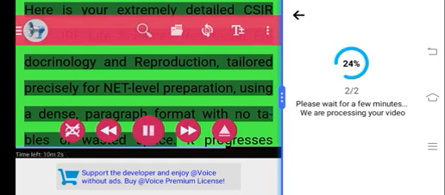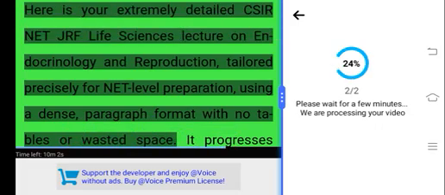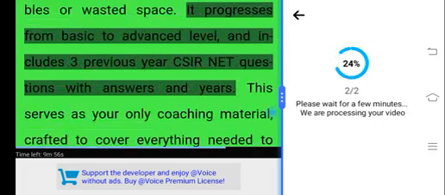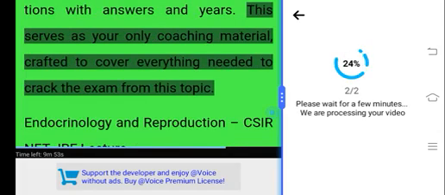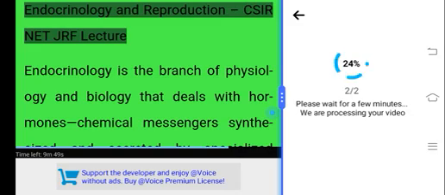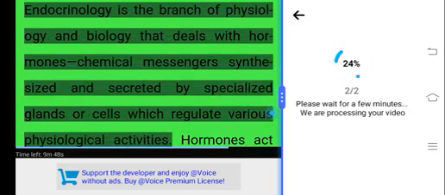Here is your extremely detailed CSIR NET JRF life sciences lecture on endocrinology and reproduction, tailored precisely for NET level preparation, using a dense paragraph format with no tables or wasted space. It progresses from basic to advanced level and includes 3 previous year CSIR NET questions with answers and years. This serves as your only coaching material, crafted to cover everything needed to crack the exam from this topic. Endocrinology and reproduction. CSIR NET JRF lecture.